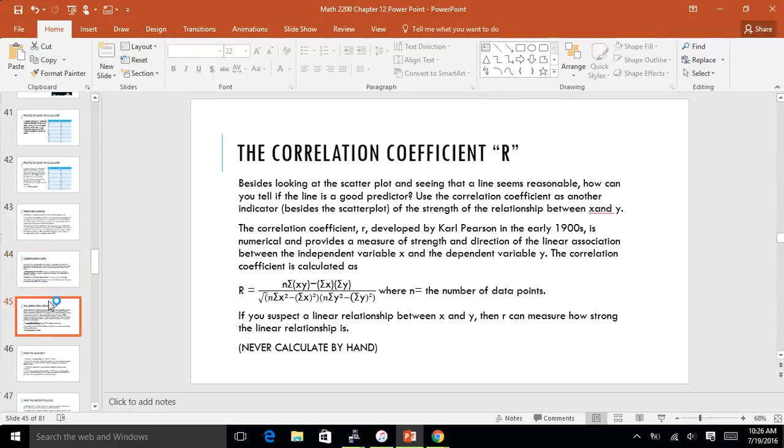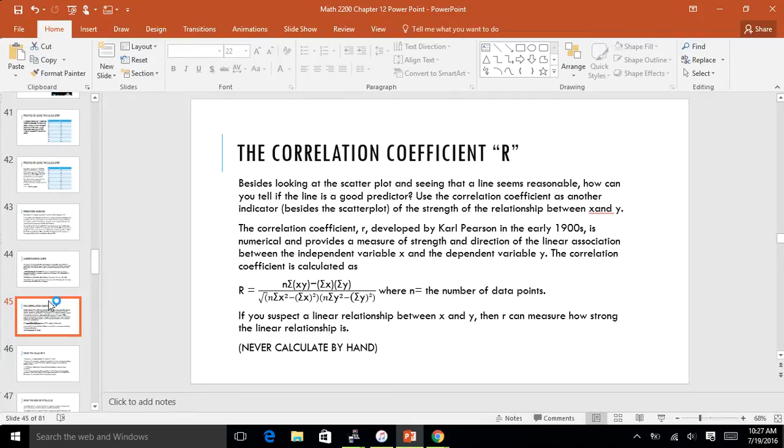All right, let's talk about the correlation coefficient, r. Besides looking at the scatter plot and seeing if the line seems reasonable, you can see if it's a good predictor. So we use something called the correlation coefficient, which is r. It was developed in the early 1900s by Karl Pearson, and it's numeric, and it provides a measure of the strength and the direction of the linear association between x and y. And if you see here, that really nasty formula, there's a lot going on there, but we don't ever have to worry about it because the calculator does it for us.